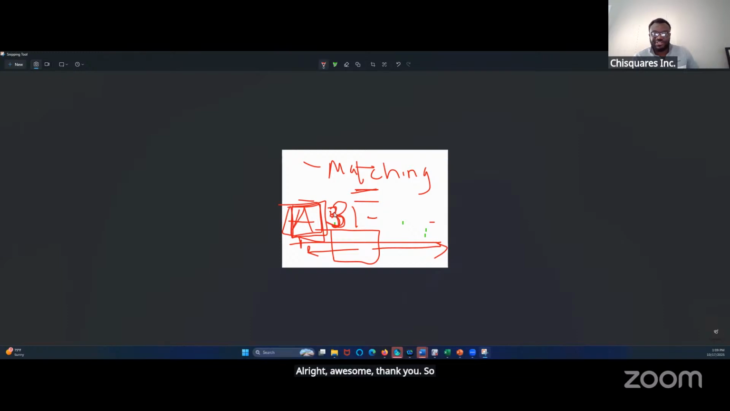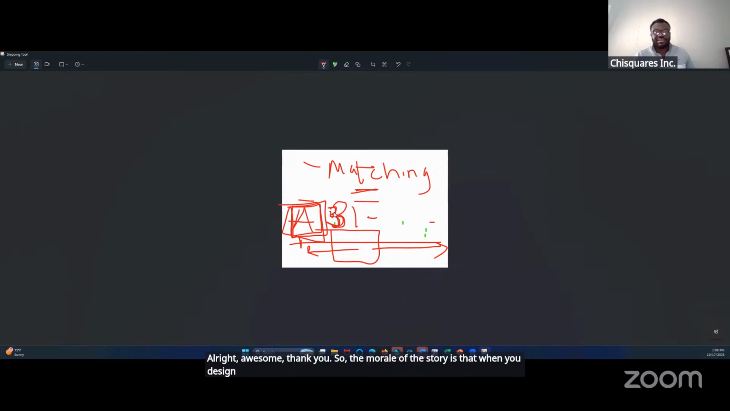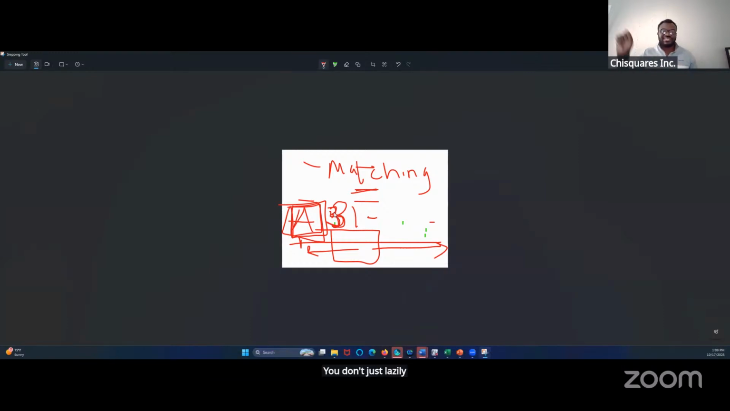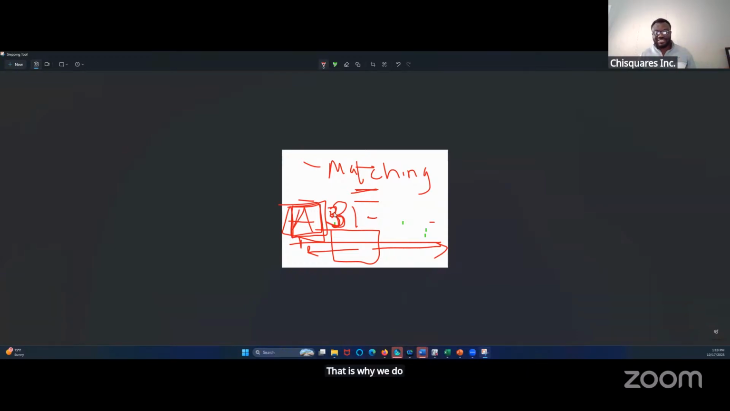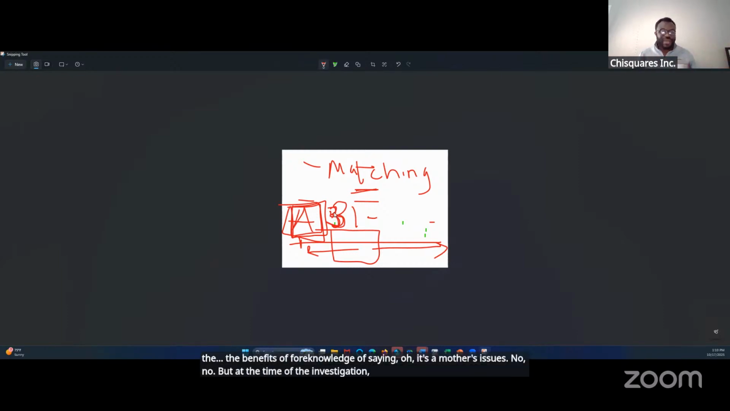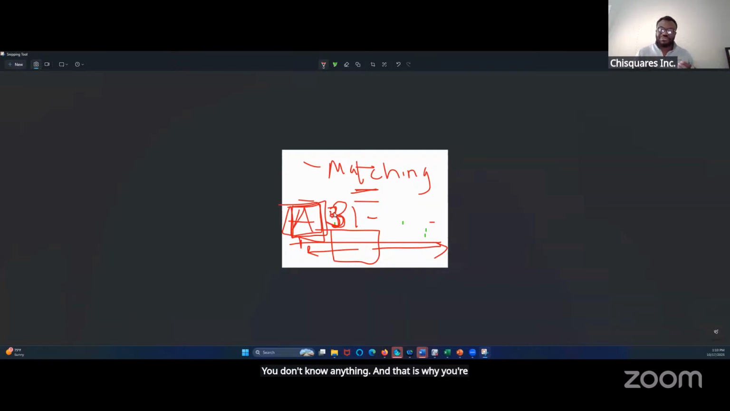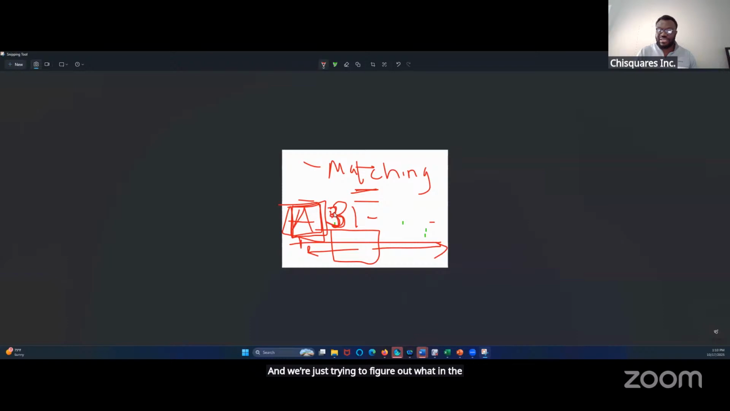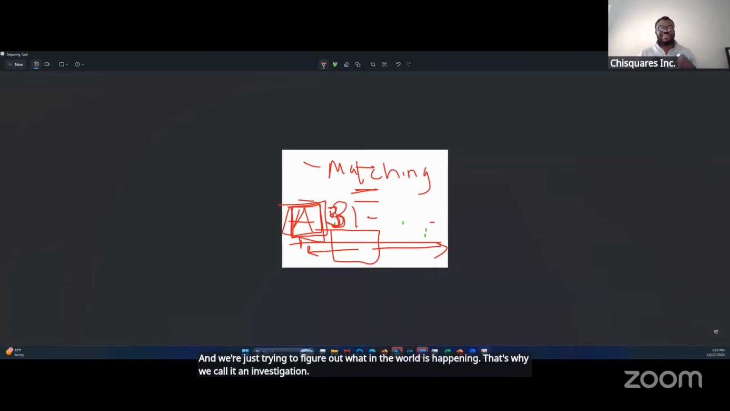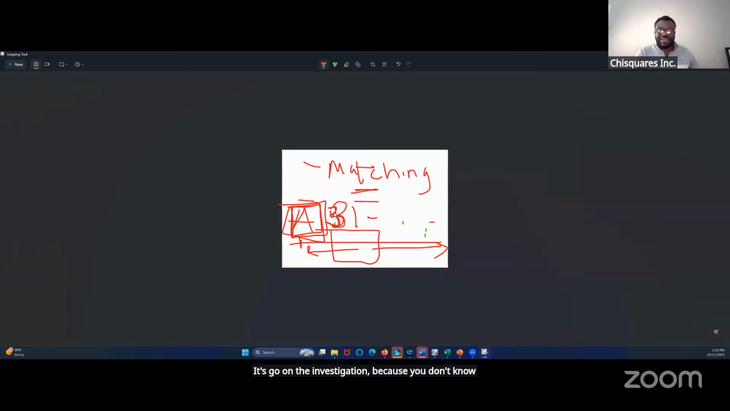So the moral of the story is that when you design a case control study, you don't just lazily come up with a list of one or two things. You have to come with a long list of things. That is why we do case control studies. Obviously you've read the manuscript now, and so you have the benefit of foreknowledge of saying, oh, it's a mother's issue. No. But at the time of the investigation, you don't know anything. That is why you're using a case control study, because it's great when we have an outcome and multiple exposures, and we're just trying to figure out what in the world is happening. That's why we call it an investigation. It's called an investigation because you don't know. If you knew, well, we wouldn't be there, would we?